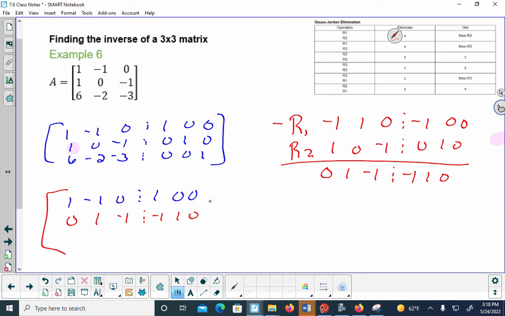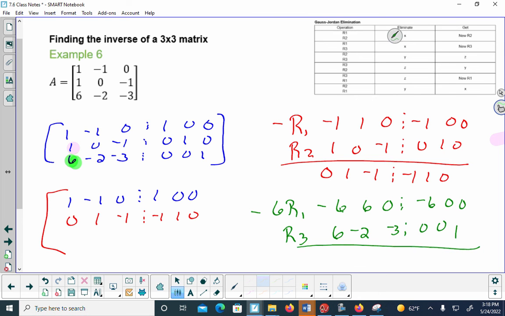And now I'm going to do row 1 and row 3 to eliminate this 6. So I'm going to multiply row 1 by negative 6. So negative 6 times row 1. So this will be negative 6, positive 6, 0, negative 6, 0, 0. Copying down row 3, 6, negative 2, negative 3. And when I add, I'm going to get 0, 4, negative 3, negative 6, 0, 1.